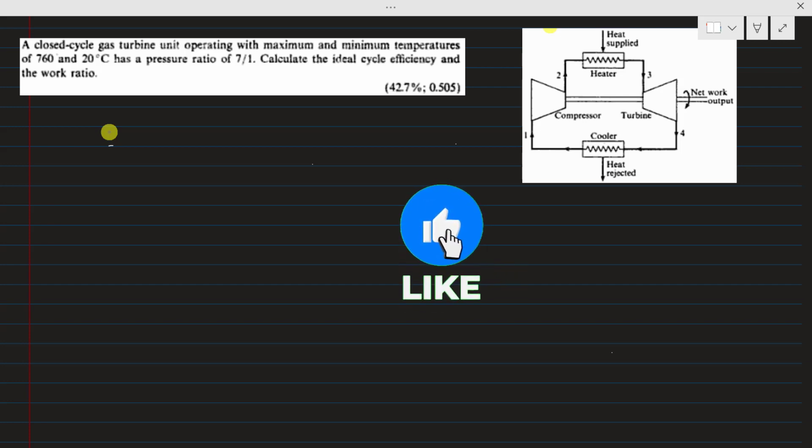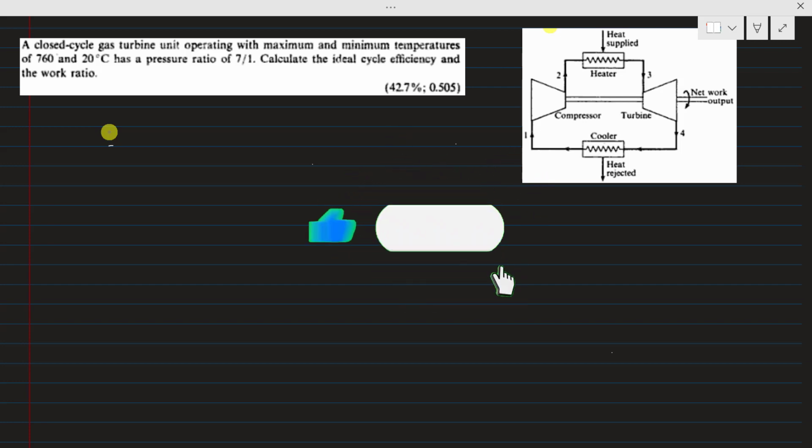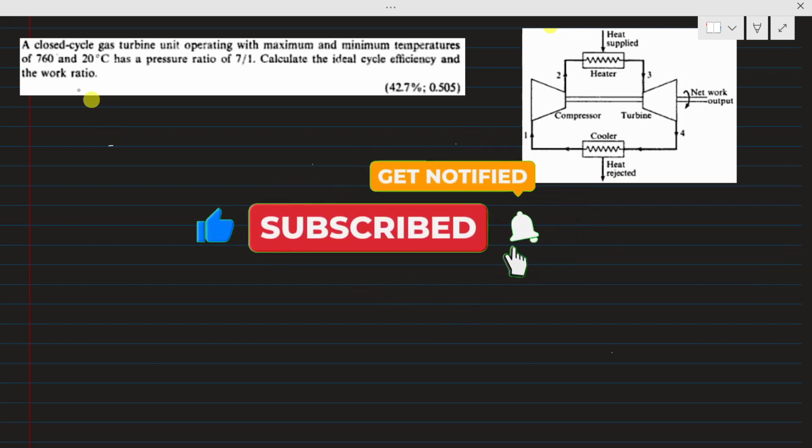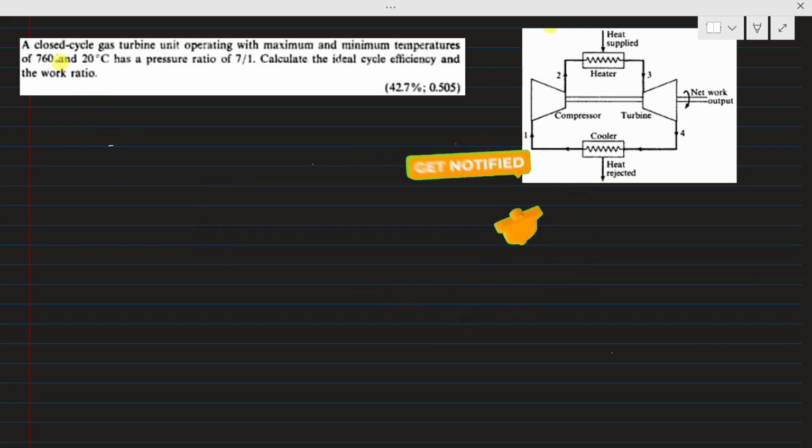Hi viewers, in this video we will solve problem 5.4 from the book by Rogers and Mayhew, or Eastop. The statement of problem 5.4 is: a closed cycle gas turbine unit operating with maximum and minimum temperatures of 760 and 220 centigrade has a pressure ratio of 7:1. Calculate the ideal cycle efficiency and the work ratio.